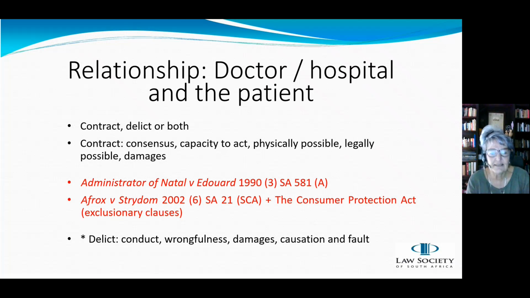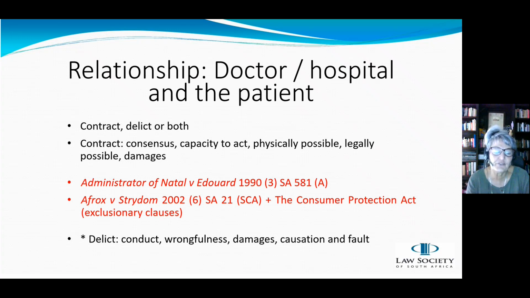There must be conduct. The conduct must be wrongful. The person must have suffered damages. There must be causation between the conduct and the damages. And then there's fault. Fault can be intention or negligence. In our scenario, we will only focus on negligence.